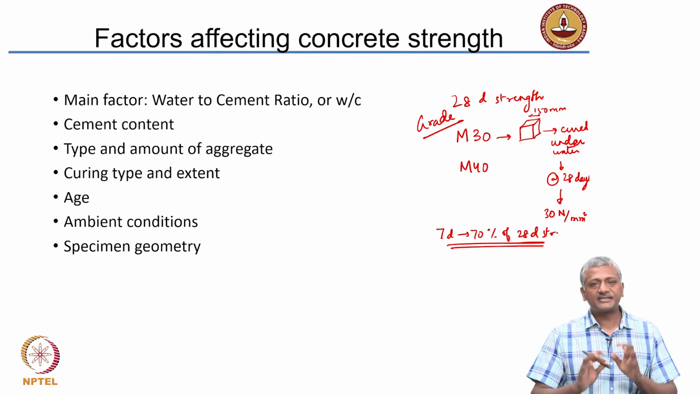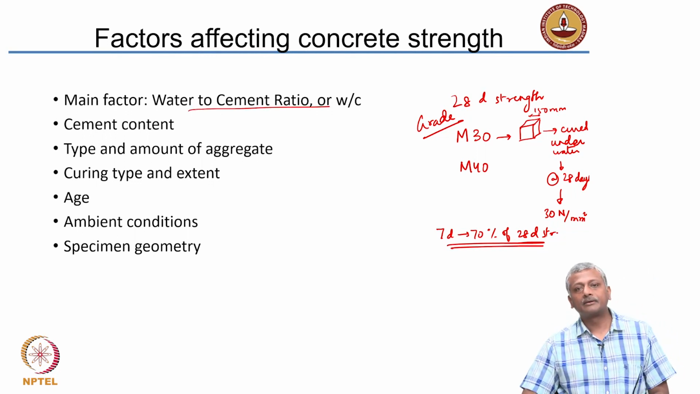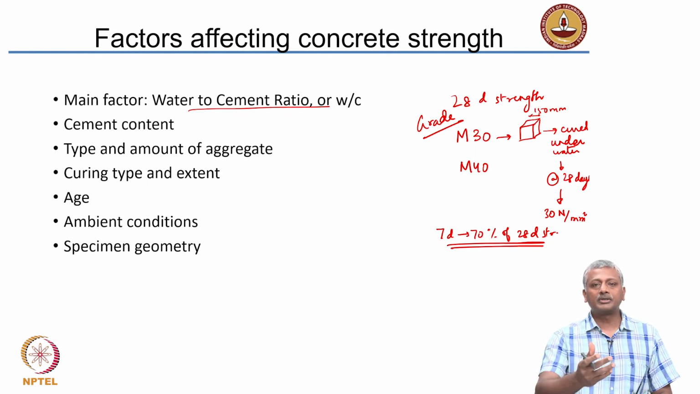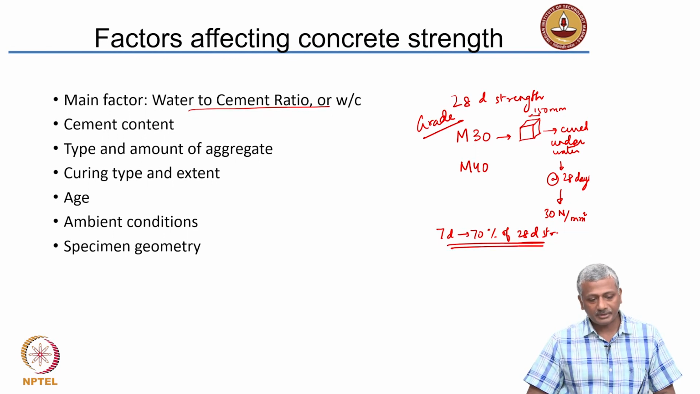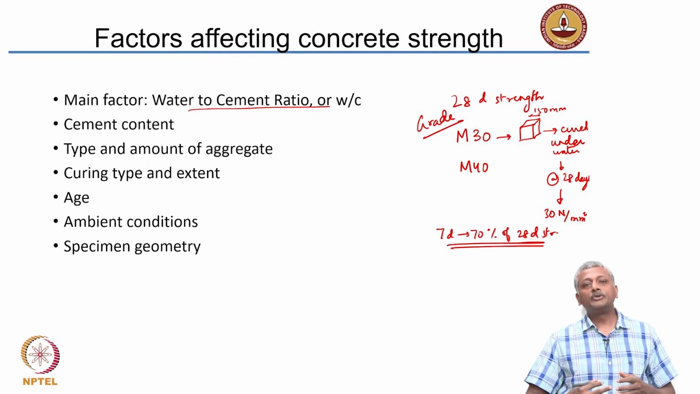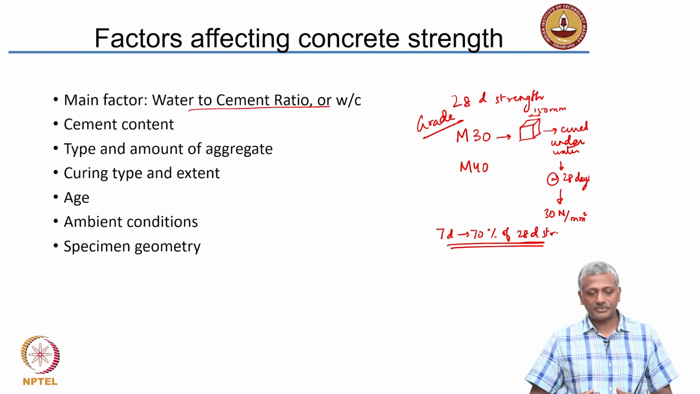Now what affects the strength? The main factor is the water to cement ratio. The ratio of the mass of water to the mass of cement in the mix is the primary factor that governs the strength. The other factors may be cement content. To some extent, if you put more and more cement, you get some increment in the strength. Even keeping the water cement ratio constant, if you increase the cement content, you are going to get some increment in the strength to an extent, but beyond that you will start seeing that it drops.